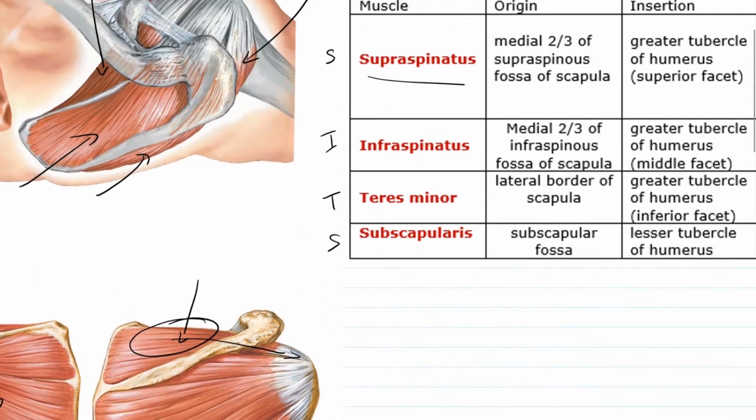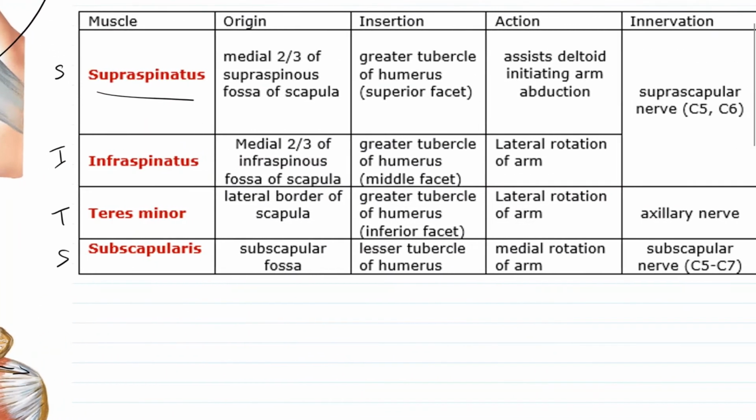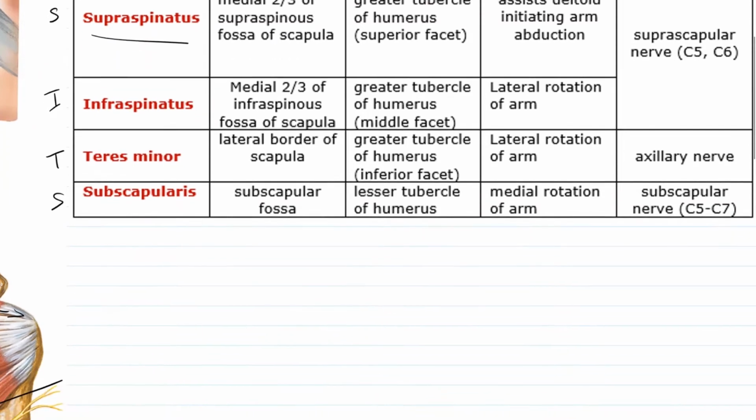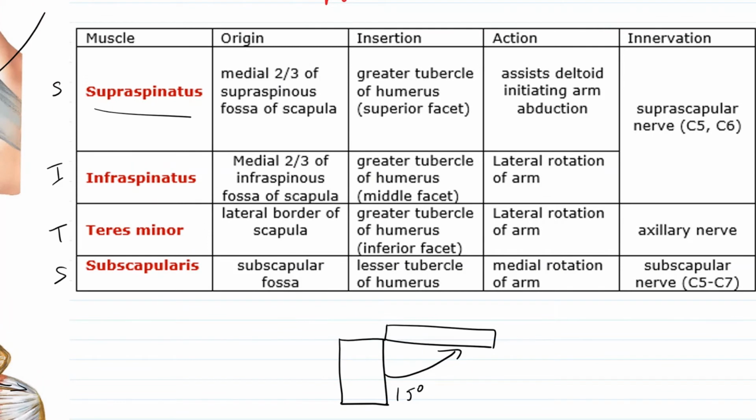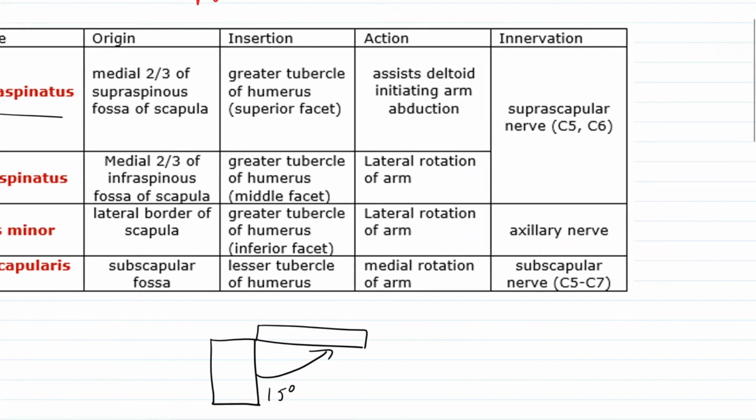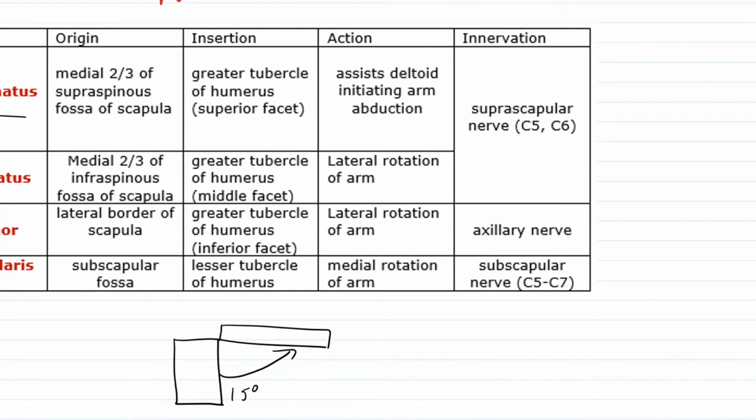Its action is to assist the deltoid in initiating arm abduction. Arm abduction just means moving away. Abduct moves away. So if this were the arm, and you lift it up to the side so that it looks something like this, that's the motion. The first 15 degrees are assisted by the supraspinatus muscle. Its nerve is the suprascapular nerve.